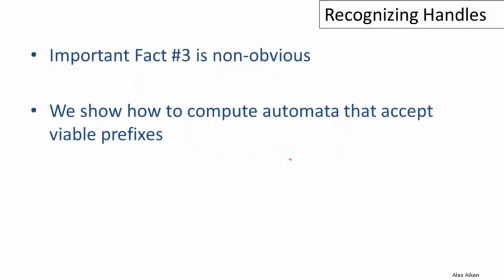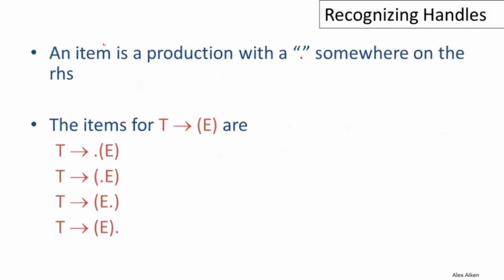So we're going to show how to compute this automaton that accepts the viable prefixes, but first we're going to need a number of additional definitions. The first definition we need is the idea of an item. Now, an item is a production that just has a dot somewhere on the right-hand side. So here's an example. Let's take the production T goes to open paren, E close paren. What we're going to do is put a dot in every possible position on the right-hand side. So we'll have one item where the dot is all the way at the left end. We'll have one where the dot is all the way at the right end. And then we'll have items where the dot is between every pair of consecutive symbols. So in this case, there are 4 items for the production.